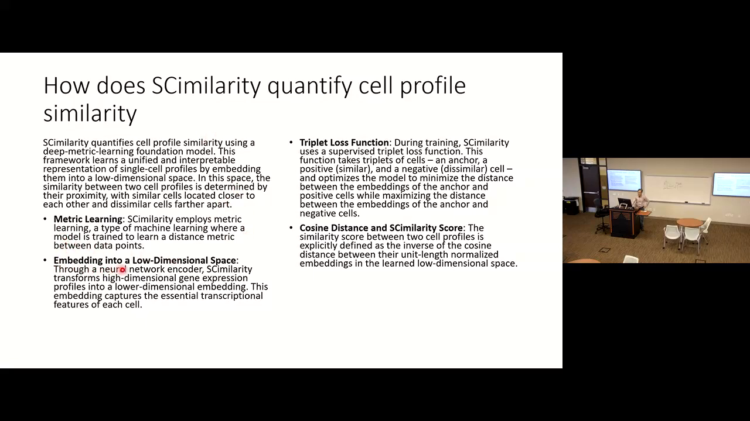It embeds cells into a low dimensional space, that's what I described. Many genes, the profile for each cell, is compressed into the 128 space. And then the training would use the triplet loss function.